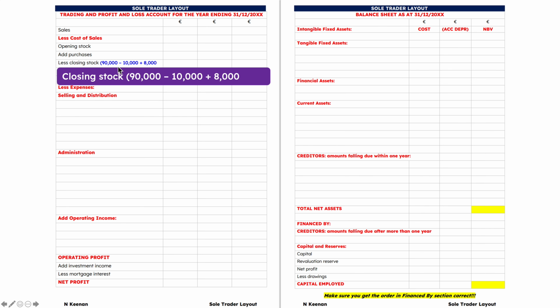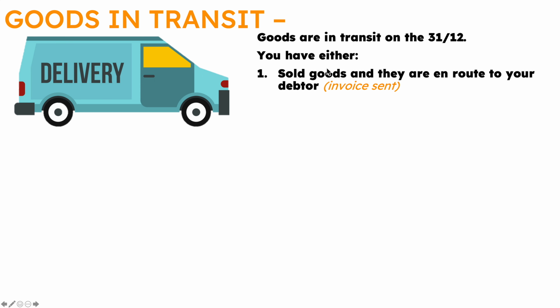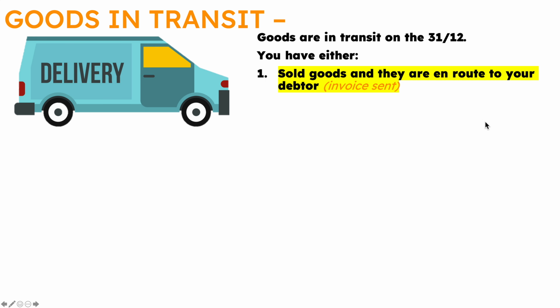Right, goods in transit. So what's that all about? That's goods in transit at the end of the year. So goods are in transit, so that means they're in a delivery van, either coming to you or going away from you. So you've either sold goods and they are en route to your debtor, so that means there is an invoice sent, or you've purchased goods and they are en route to you from your creditor, and that is an invoice received.